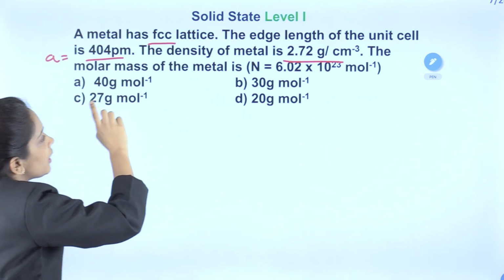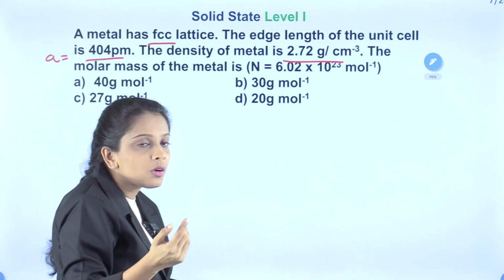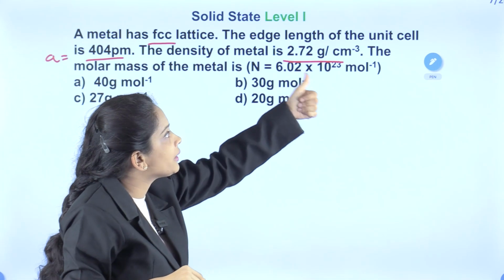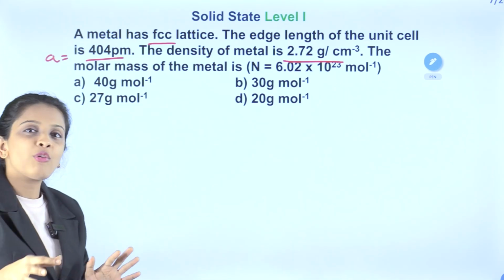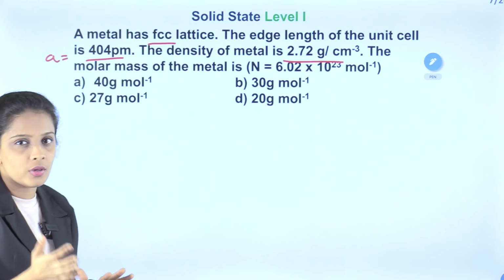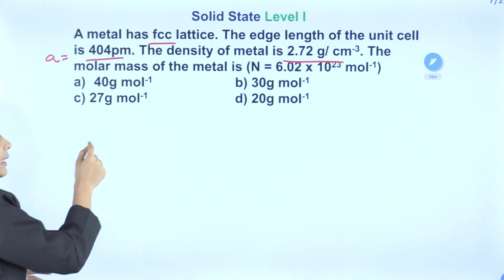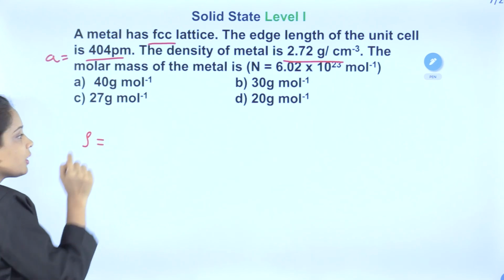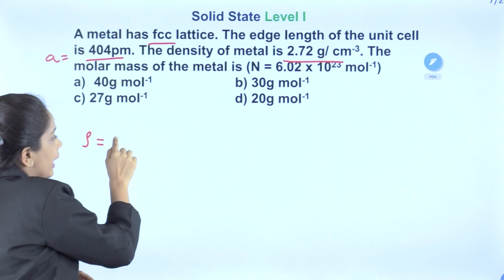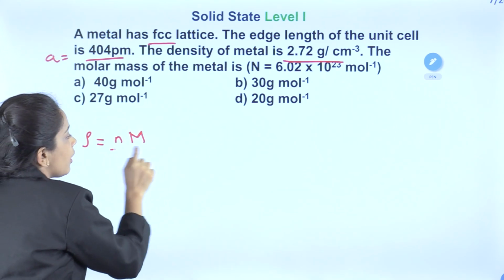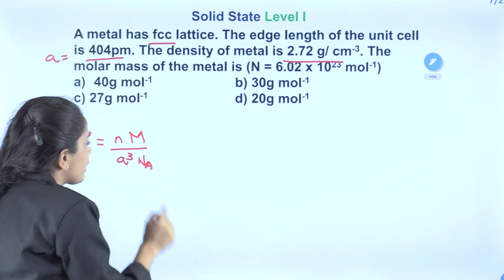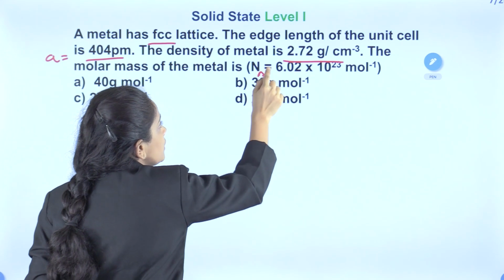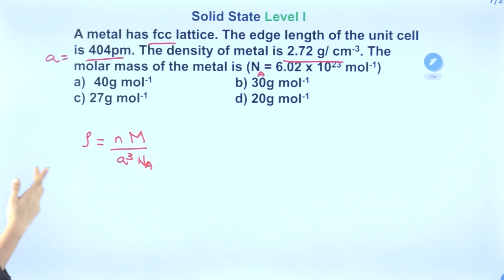The molar mass of the metal is unknown, and the Avogadro number value they have given to us. The formula is very easy, students. What is the formula for this? We can say that density is equal to n M divided by a cube N_A. N_A is nothing but our Avogadro number, which is given to us over here.